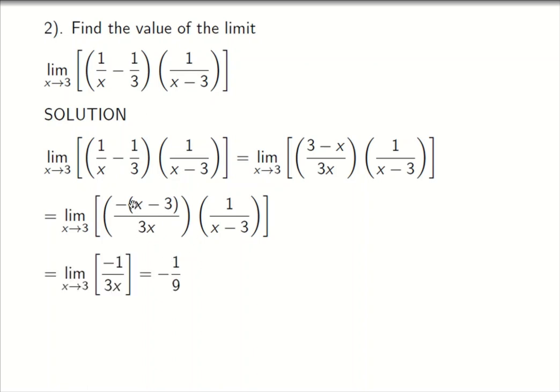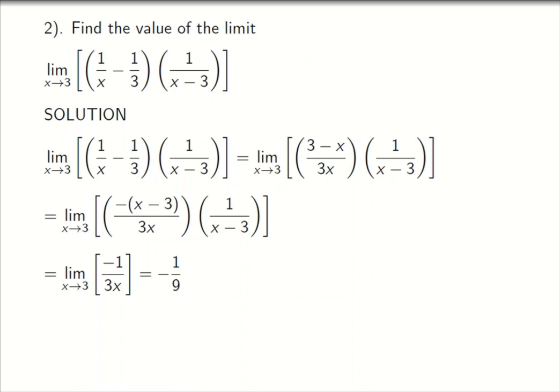Then I can continue, and then x minus 3 can cancel x minus 3 here. You see that, right? And I'll be left with negative 1 over 3x, since here is only 1. Then from here, I can put my 3 here, and I'll get 3 times 3, which is 9. And this becomes negative 1 over what? 9.